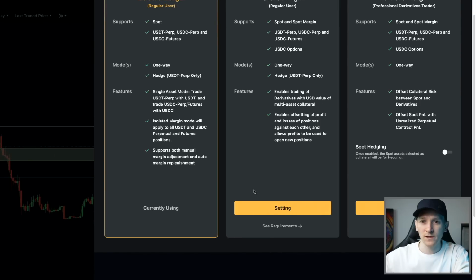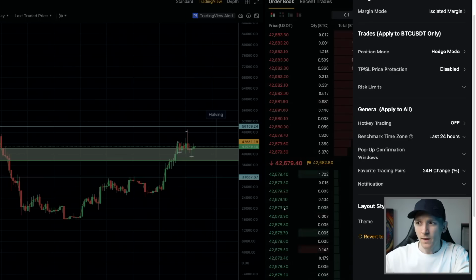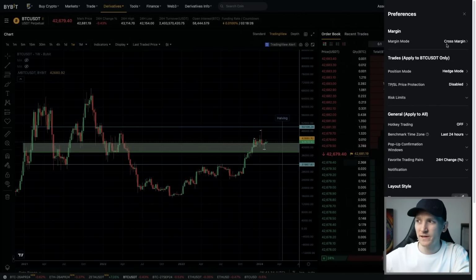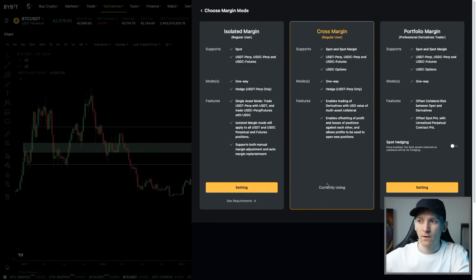So what you can do is just click the settings here and you can switch that over. So now we're in cross margin, right? If you have positions that are currently open in the market, then you can't switch the margin modes. So you have to close your positions first before you switch. So make this decision before you've got any positions running.